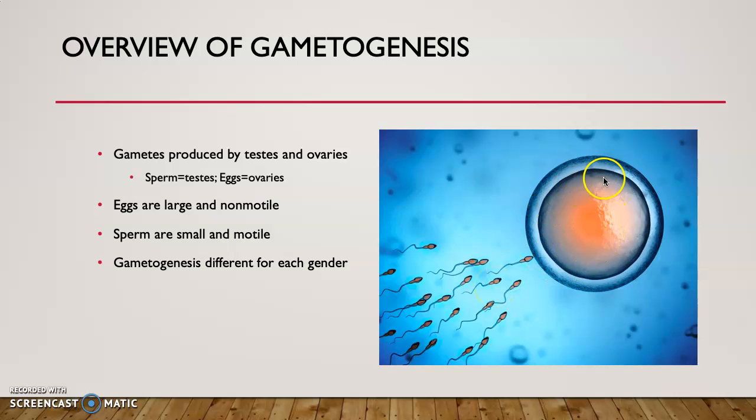Egg being this very giant circular cell, whereas a sperm, you can see they have little flagella or little projections that help them swim up the reproductive tract.